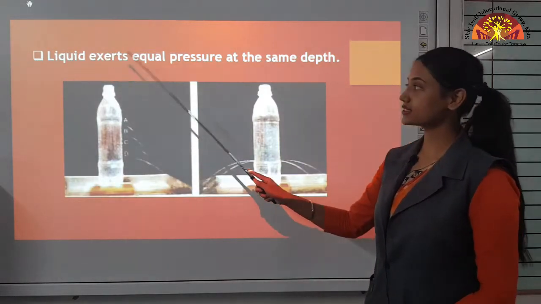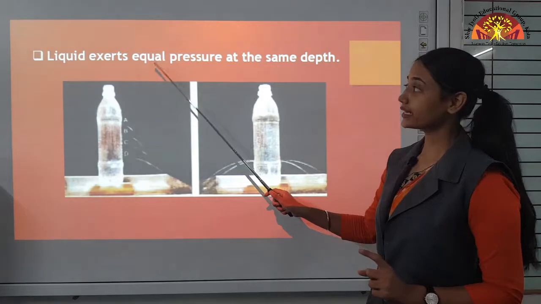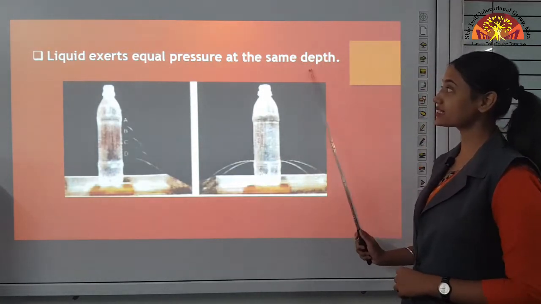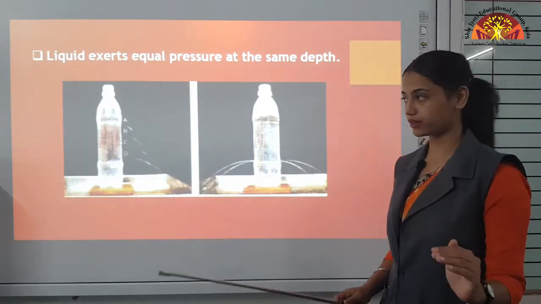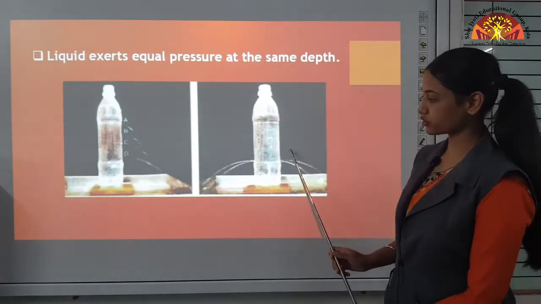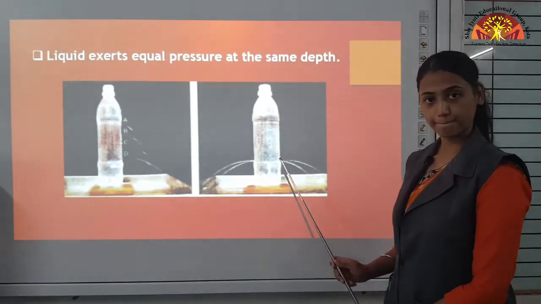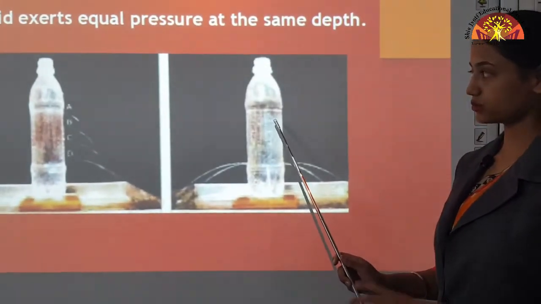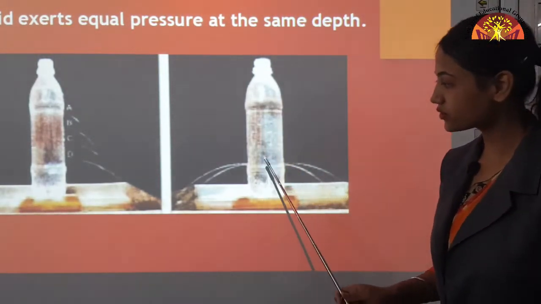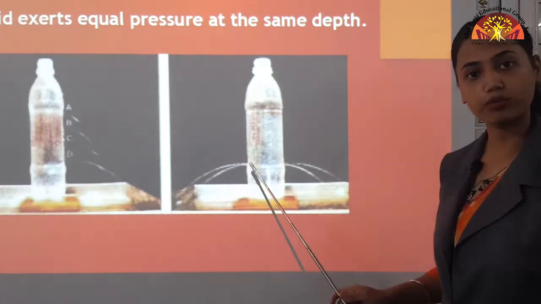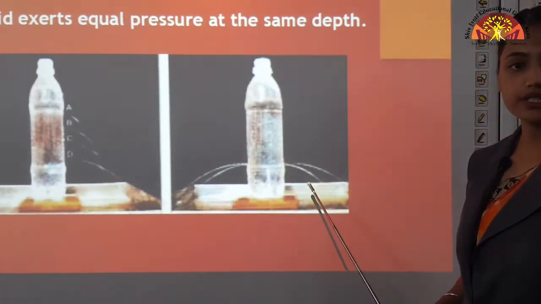Then liquid exerts equal pressure at the same depth. Just remember, equal pressure and at the same depth. We are talking about the depth at the same level. Look at this image first. Take a bottle and make 4 holes, and fill that bottle with water. Then you will see that a stream of water will start coming out from these holes, and you can see the pressure of all 4 streams of water.